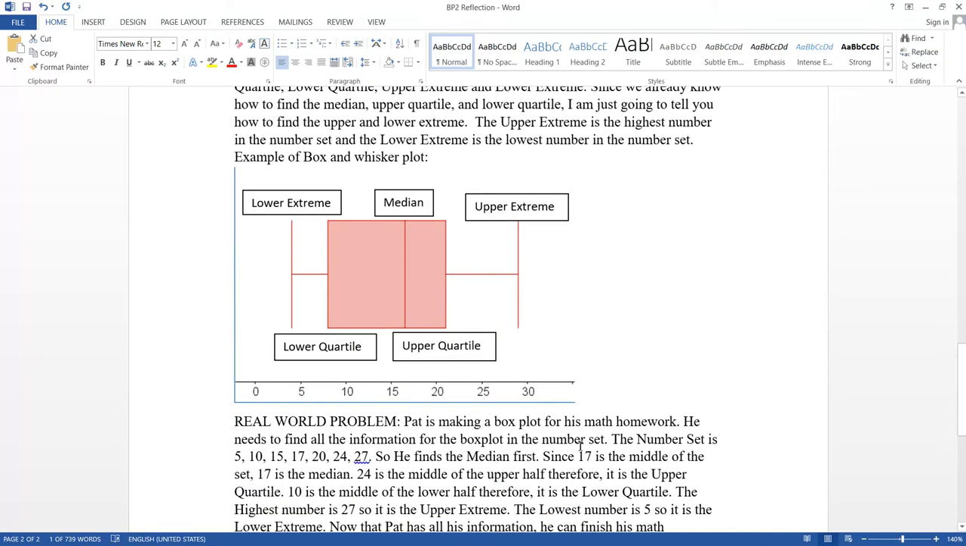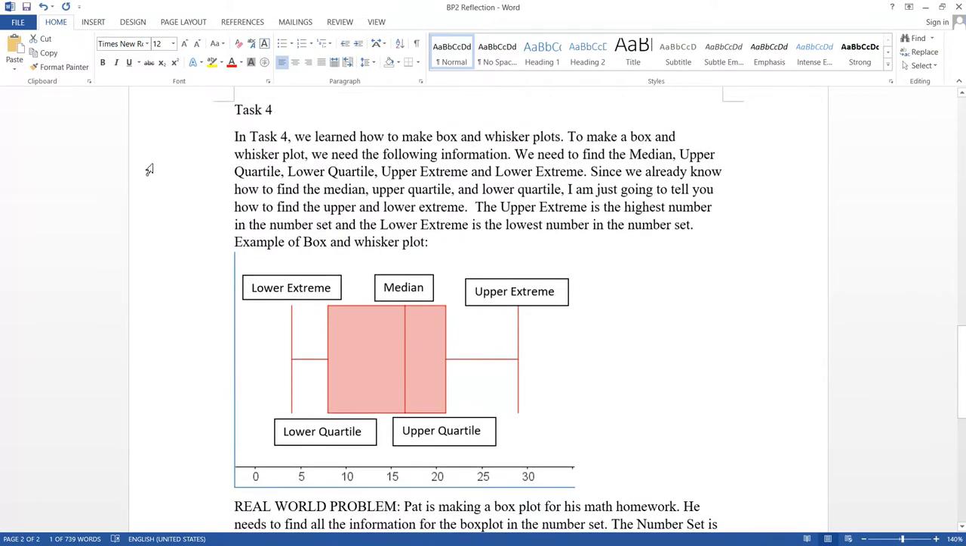So the last one, Task 4. In Task 4, we learned how to make box and whisker plots. To make a box and whisker plot, we need the following information. We need to find the median, upper quartile, lower quartile, upper extreme, and lower extreme.